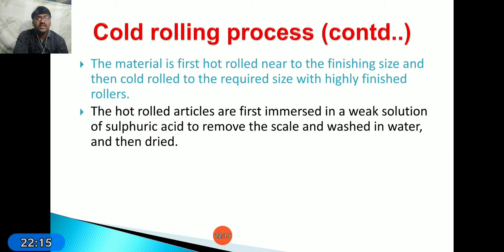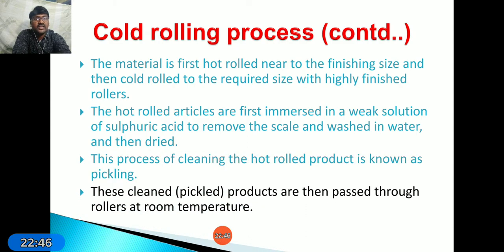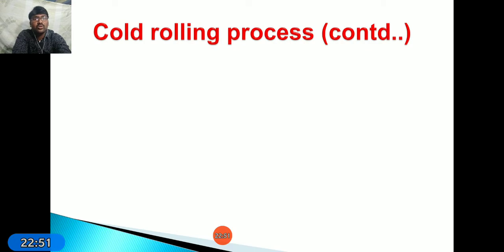Next, the hot rolled articles are first immersed in a weak solution of sulfuric acid to remove the scale, washed in water and then dried. Like that, we have to remove any oxidation layers in the material. After that, we pass it to the cold rolling process. This process of cleaning the hot rolled product is known as pickling. Next, the cleaned products are passed through the rollers at room temperature, which is known as the cold rolling process.